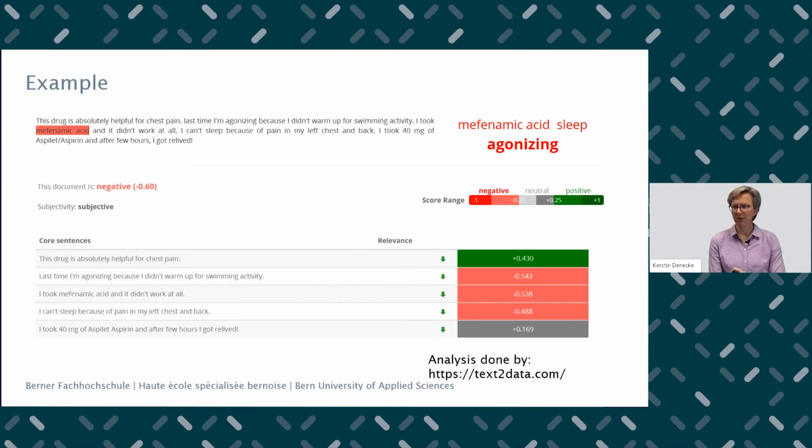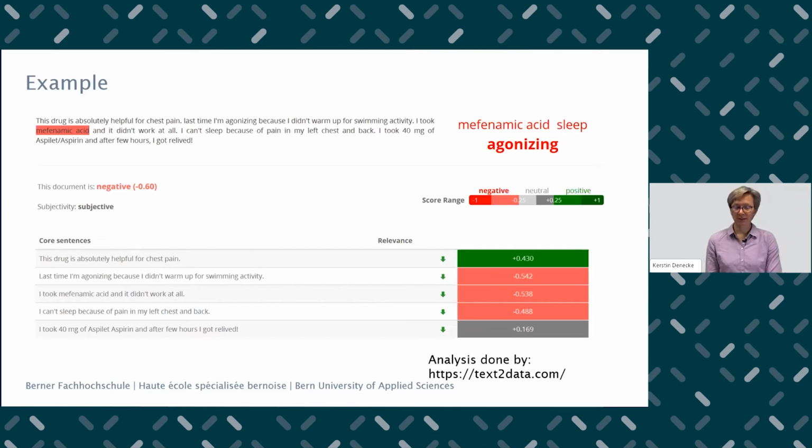When you read the drug review, the first sentence is positive. The drug is absolutely helpful for chest pain. This is what you can see in the list of sentences. The system recognized correctly that this is a positive sentence. The following 3 sentences are negatively classified by the system, and the last one is neutral.